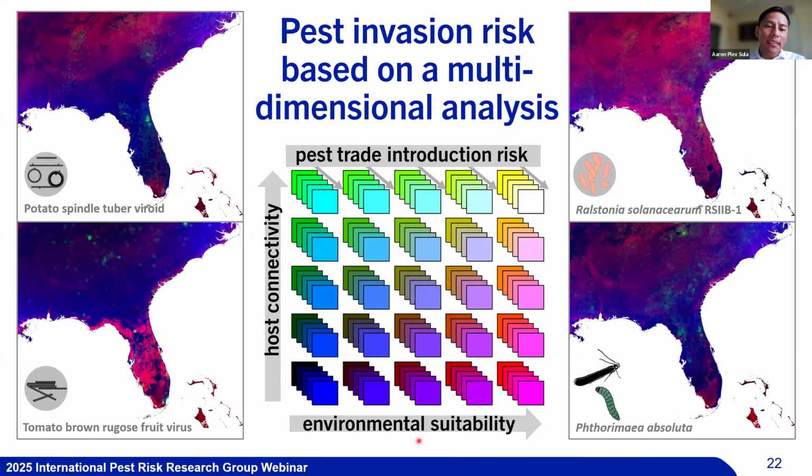For example, in these maps, those pinkish locations are those locations having very high environmental suitability. Those locations that are greenish, such as those in North Florida for potato spindle tuber viroid, are those locations where host connectivity is high. And those locations that are purple or at least whitish are those locations where a high pest introduction is likely based on the distribution of croplands close to ports and cities.